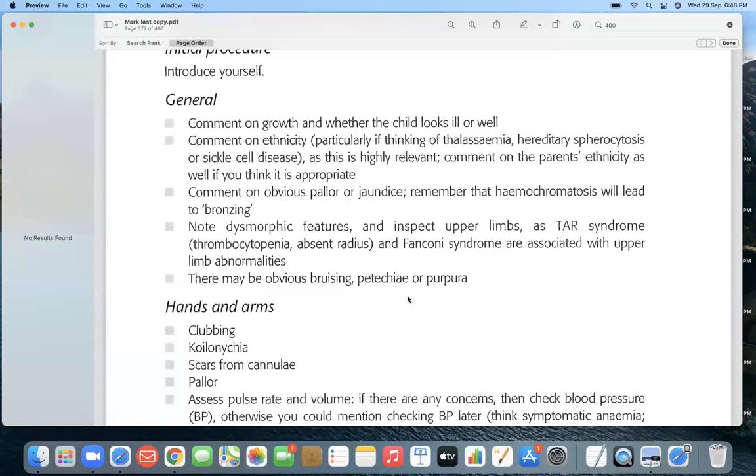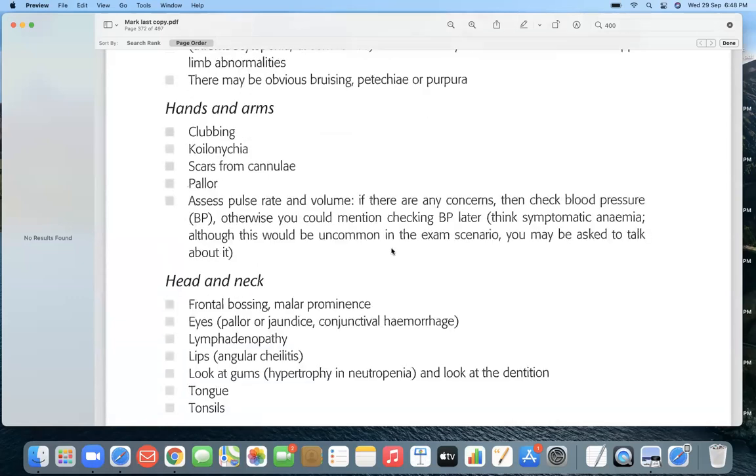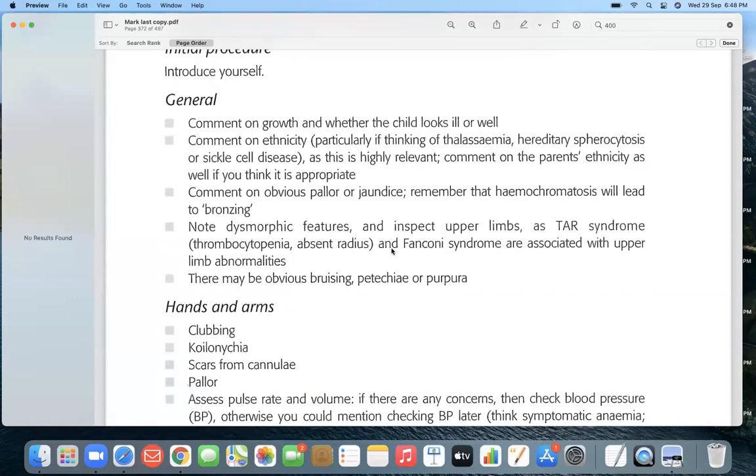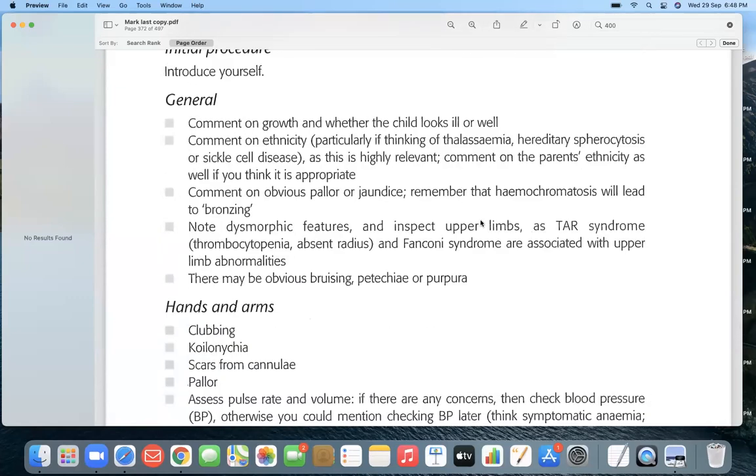So there may be obvious bruising, petechiae, purpura. This also you have to keep in mind, because of the thrombocytopenia here. So related to that, there may be petechiae, purpura, or bruising. Next is hands and arms. This was general examination, routine, what we do, the same thing. Along with that, you have to comment on some dysmorphic features. The facial features are described down. We will discuss it. Along with that, comment on the upper limb if you see any abnormalities. This is what he's telling, particularly for TAR and Fanconi's anemia.